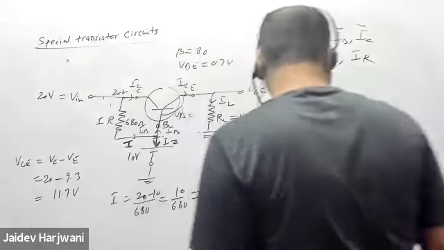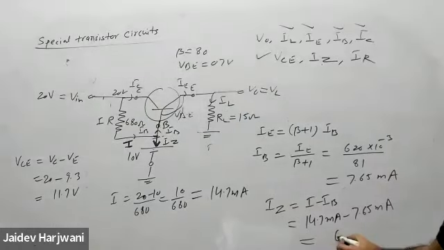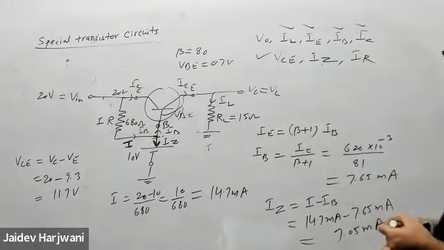6.95 or 7.05? How much? 7.05 milliampere. So everything is solved. So that question is nothing.